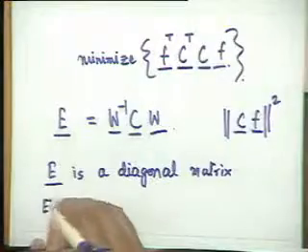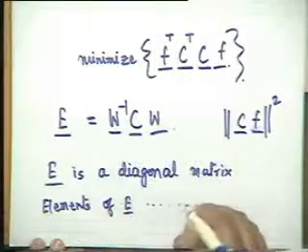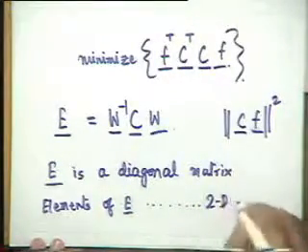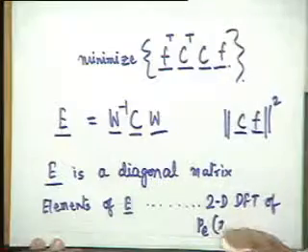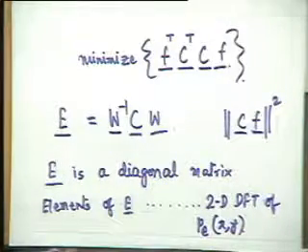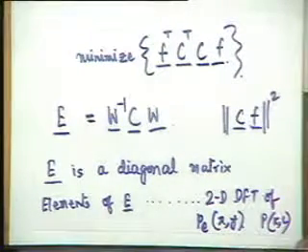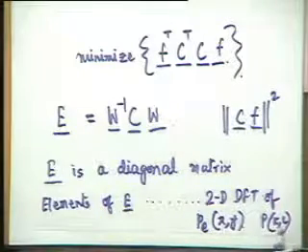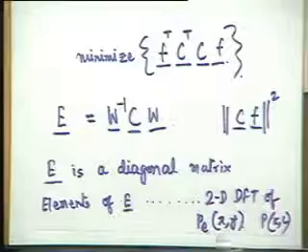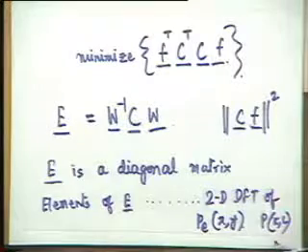So the elements of the diagonal matrix, the elements of E, will be nothing but the 2D discrete Fourier transform of p_E(x,y). Call the 2D DFT of p_E(x,y) to be capital P index KL. Let us consider that it is the KLth element of the 2D DFT of p_E(x,y), and the diagonal matrix elements will be like this.